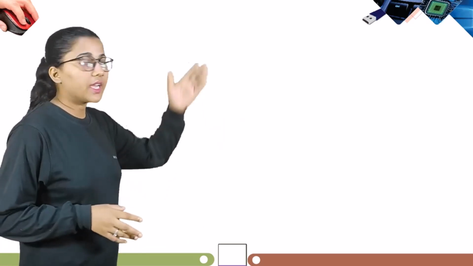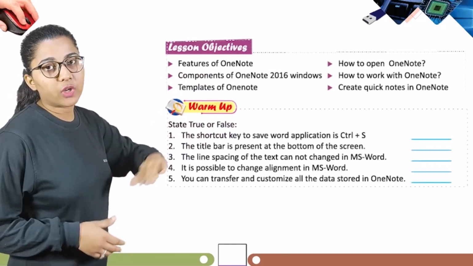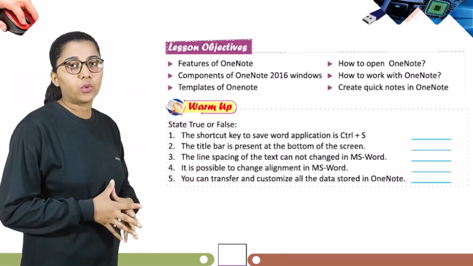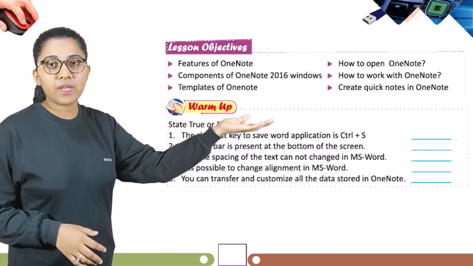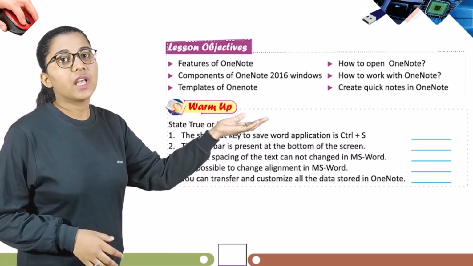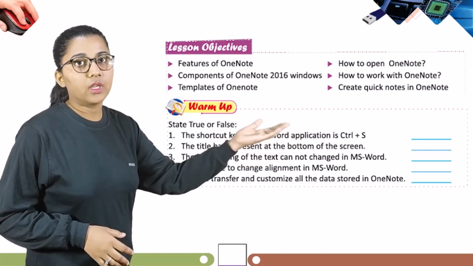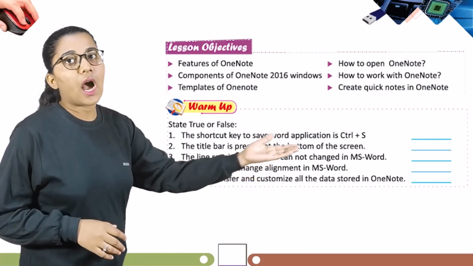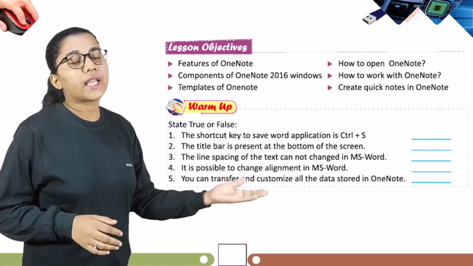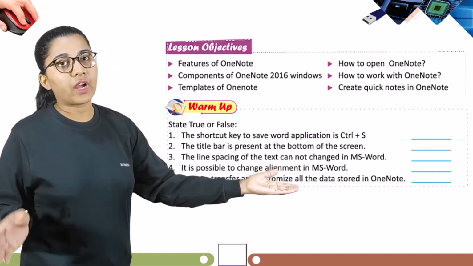So let's start our chapter, that is OneNote. In this chapter we are going to learn about OneNote. What is OneNote? What can we do in OneNote? Students, before we start our chapter, we have some lesson objectives: features of OneNote, how to open OneNote, components of OneNote 2016 Windows, how to work with OneNote, templates of OneNote, and create quick notes in OneNote.